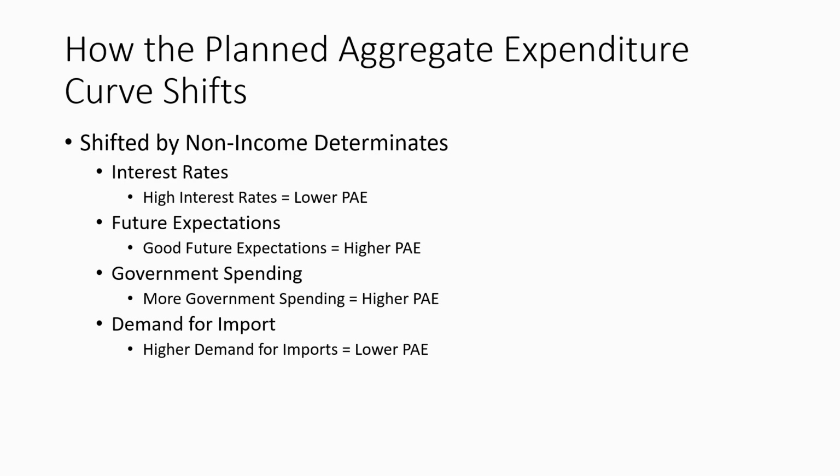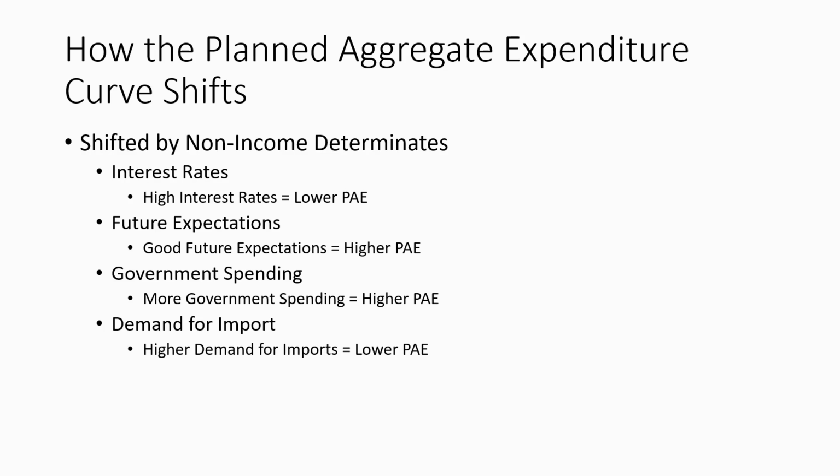Now, for the things that can shift the planned aggregate expenditure curve, what shifts it are non-income determinants, and some examples of these would be interest rates, as high interest rates would lead to a lower planned aggregate expenditure curve, and low interest rates would lead to a higher planned aggregate expenditure curve. Future expectations also play a role.